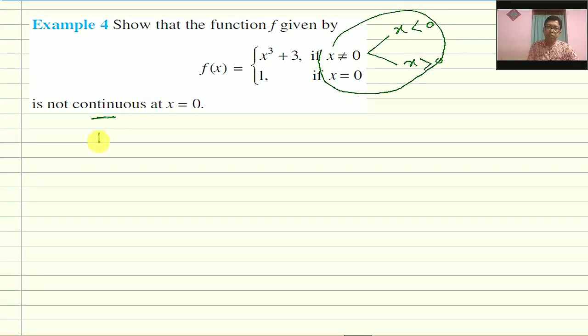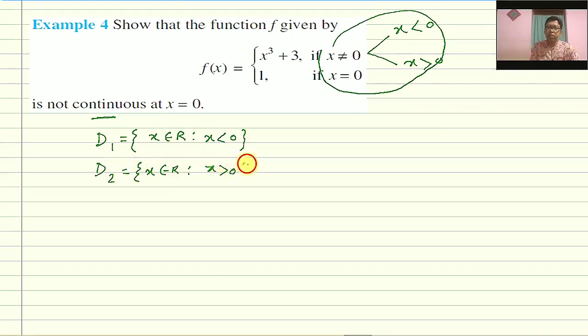First domain part is D1 is equal to x belongs to R such that x is less than 0. This is the first part, x is less than 0. Second domain part is D2. This is x belongs to R such that x is more than 0. And third part, D3, is equal to, this is D3, x is equal to 0, so only 0. So the total R is taken actually. So in this, I want to draw the curve first, then you can understand the continuity or discontinuity of the function.